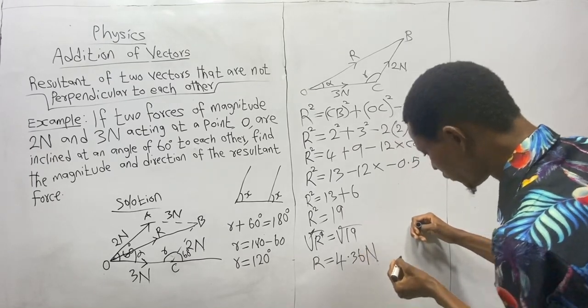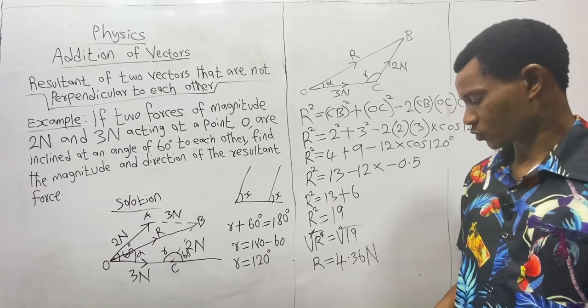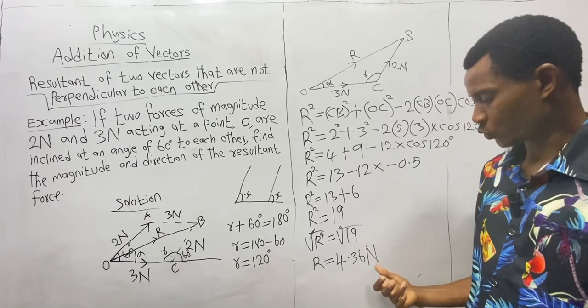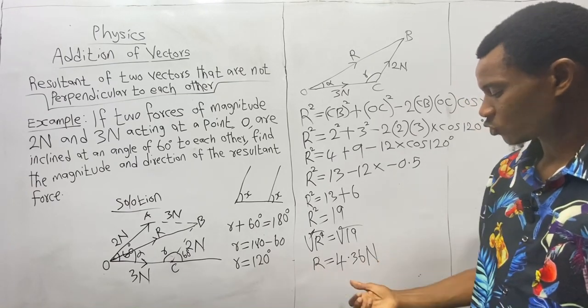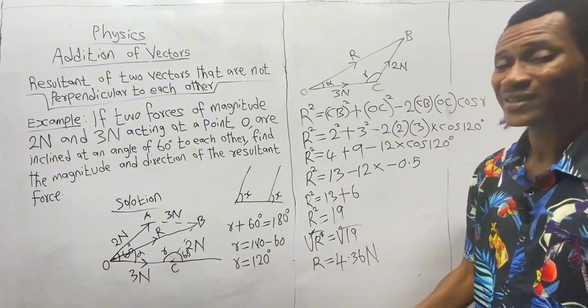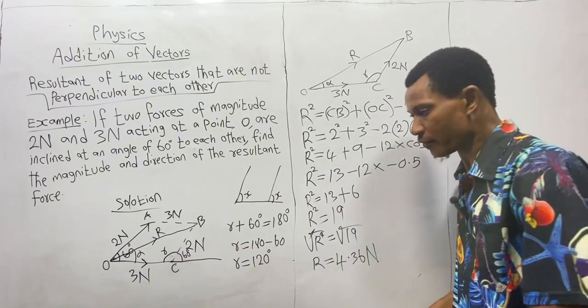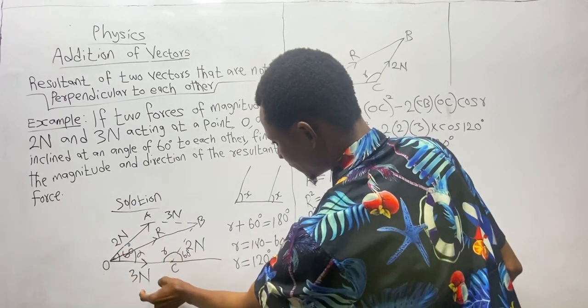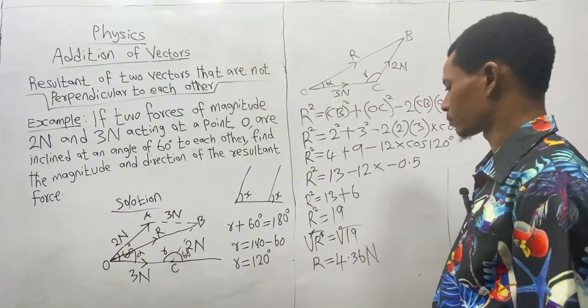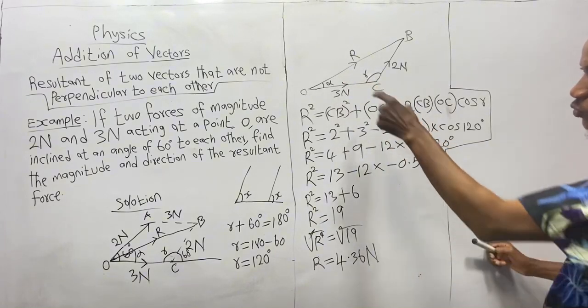Newton. Because you are looking for what? Because this is what? The resultant force. And the unit of force is what? Newton. So your R, we have gotten R to be what? 4.36 Newton. And this R is the magnitude of the resultant force of these two vectors, 2 Newton and 3 Newton. Now to get the direction of the resultant force, which is your what?